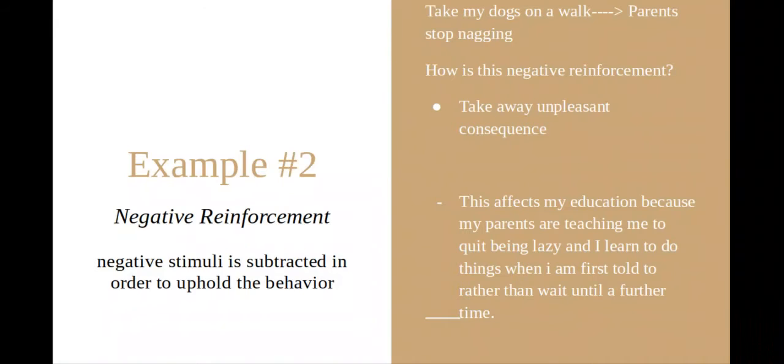So, for example, number two, we have negative reinforcement. Negative stimuli is subtracted in order to uphold the behavior. In this case, we have taking my dogs on a walk and the result is my parents stop nagging. How is this negative reinforcement? The unpleasant consequence is taken away. This affects my education because my parents are teaching me to quit being lazy, and I learn to do things when I am first told to rather than waiting until a later time.